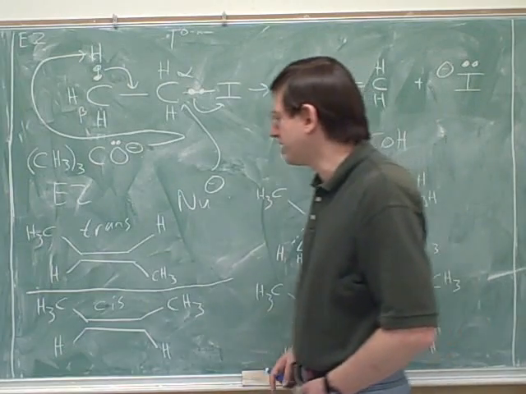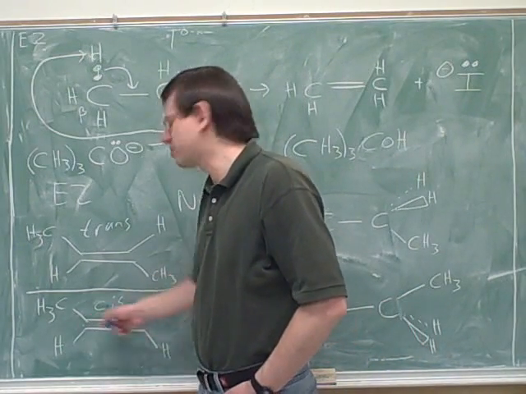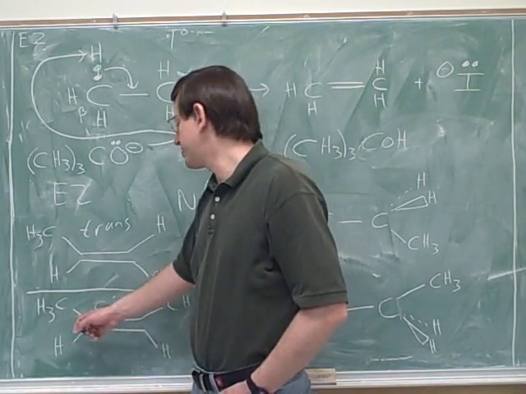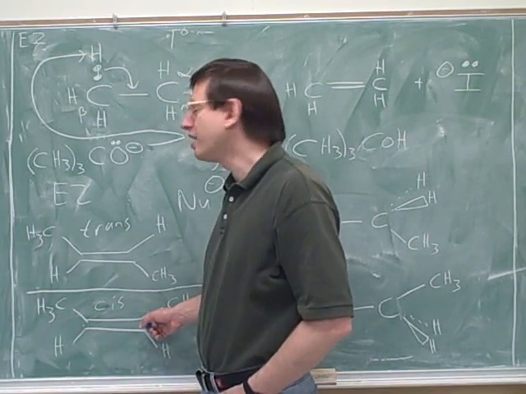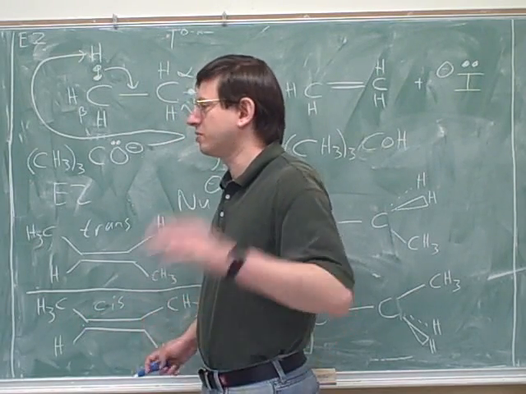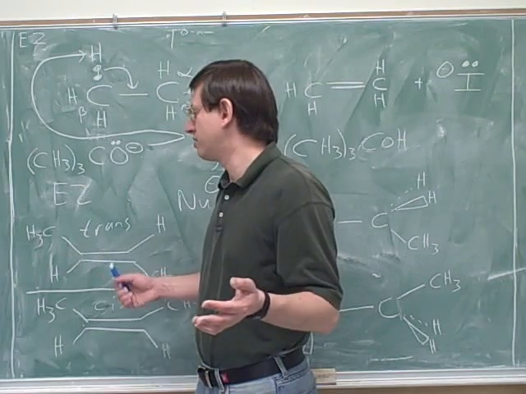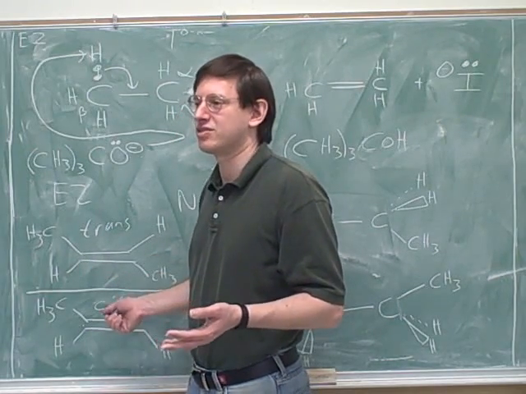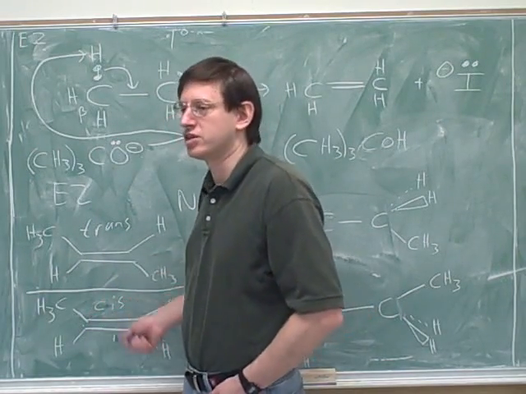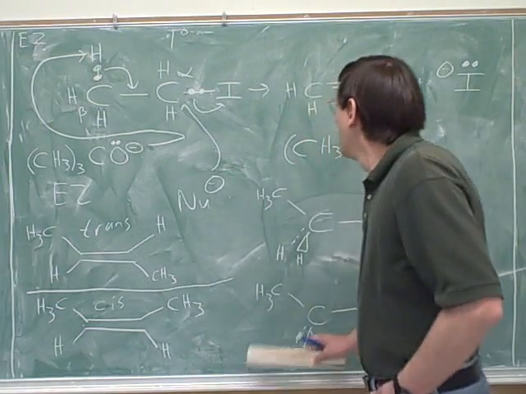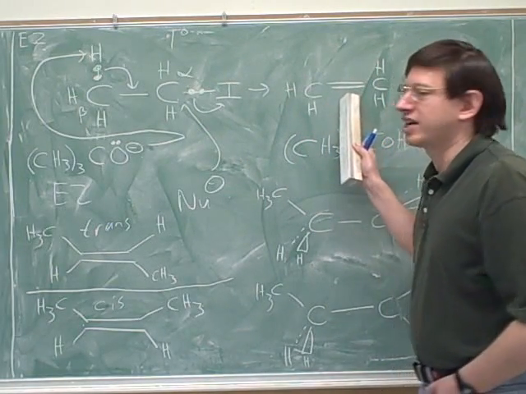You really only need to worry about it if there's a substituent on both of these two carbons over here. You need one substituent on the left and one substituent on the right, so they can either be on the same side or different sides. So we need at least one substituent on each of these carbons. Okay, so cis and trans did not come up here.